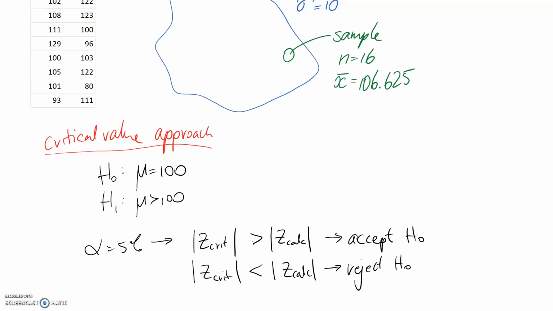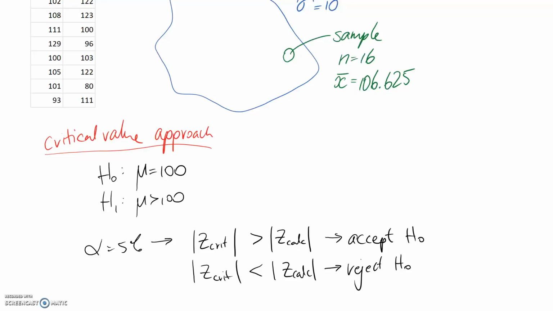Now, I've put these bars around our values. All that's doing is saying we take the absolute value, so the positive value. So if we end up with a negative z value, say it was -3, with the bars around it, we're going to take it as +3. Same thing for these ones here.